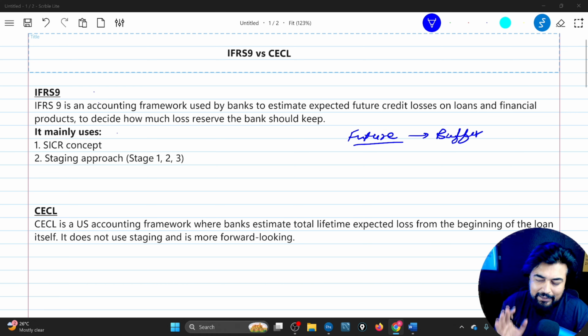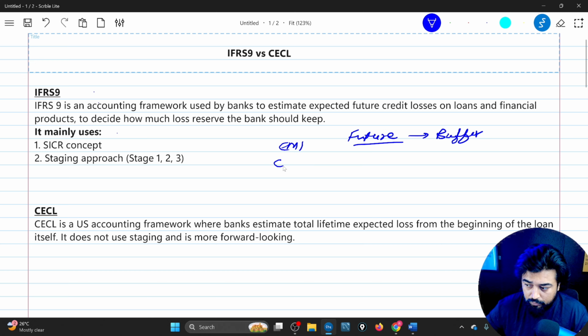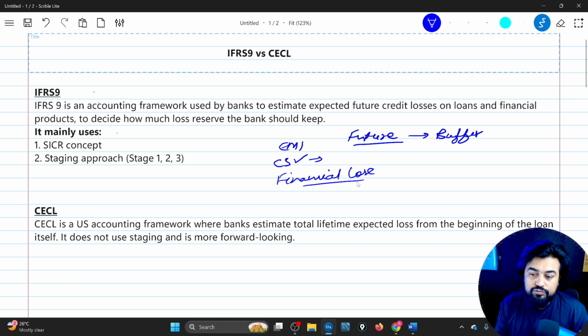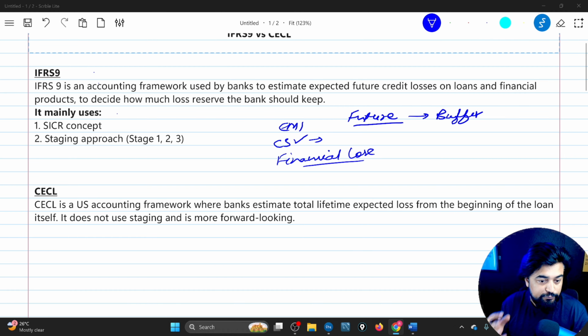Now, what does IFRS 9 actually do? IFRS 9 continuously tracks customer risk from time to time. If customer risk is increasing, for example, the customer has started delaying the EMI, or the credit score of the customer is decreasing. For example, in India, you have the CIBIL score. If that is decreasing over a period of time, or the customer is having any financial problem, let's say you got to know from the customer that they have lost their job, that is a financial risk problem. Then the loan moves into different stages as per the IFRS 9 rule. That is the whole calculation which we perform in IFRS 9.